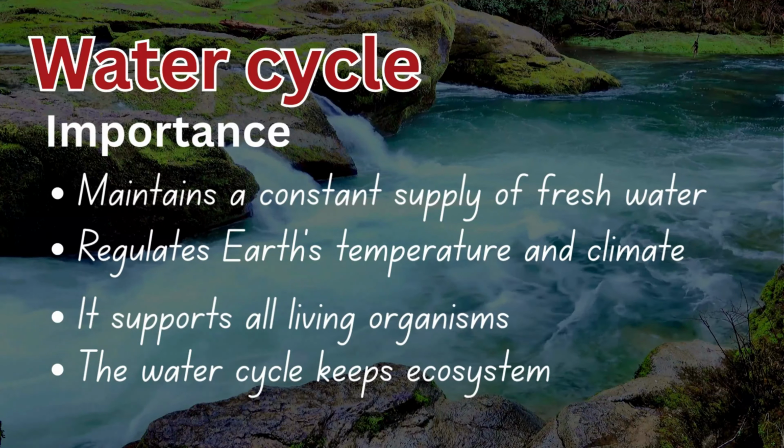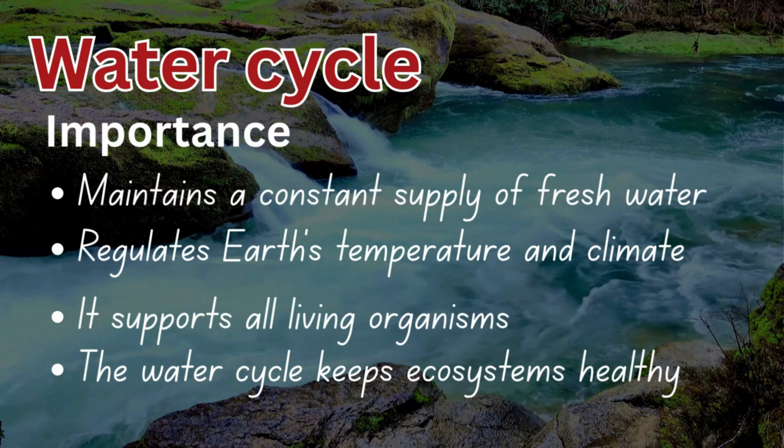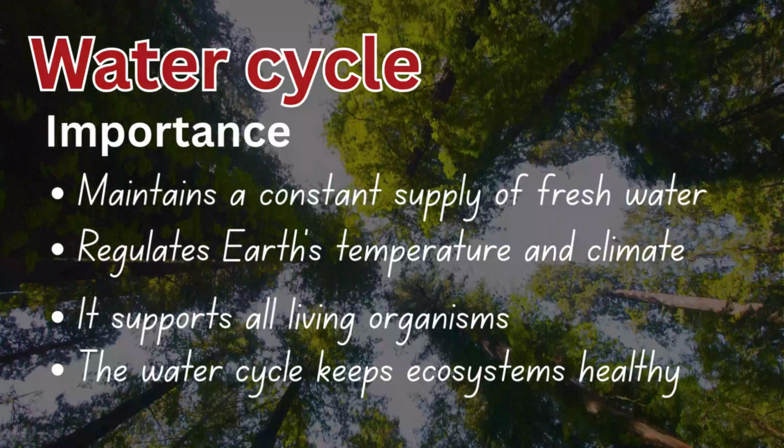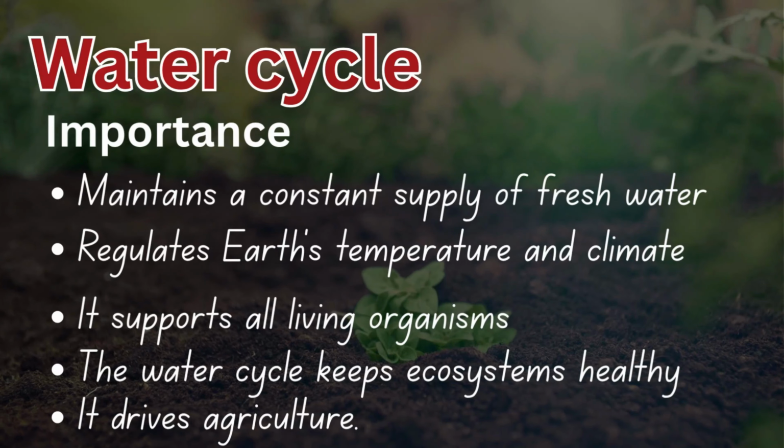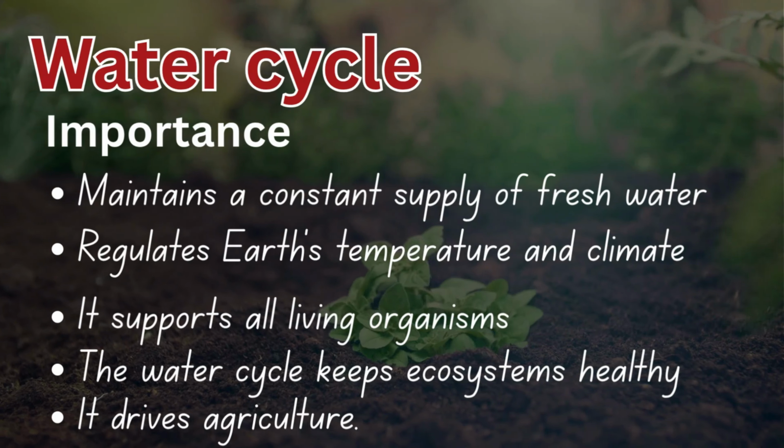Fourth, the water cycle keeps ecosystems healthy. Forests, farms, wetlands, and oceans all depend on the continuous movement of water to survive and function. And finally, the water cycle drives agriculture. Rainfall feeds crops, nourishes soil, and fills irrigation systems, making food production possible.